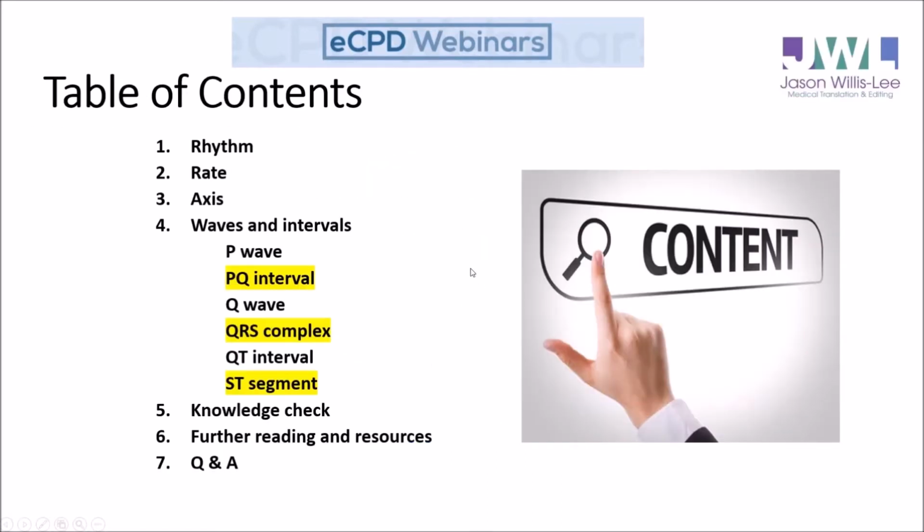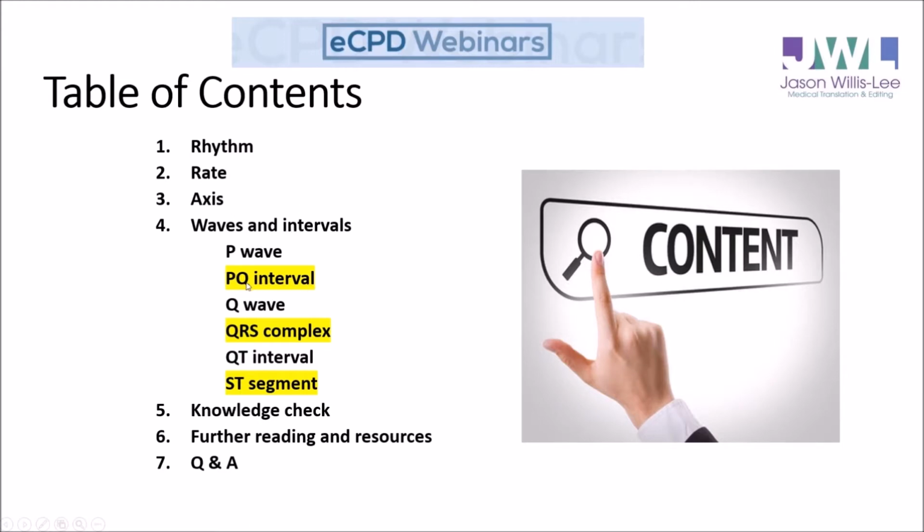So the ECG is obviously a graphical presentation of the heart's activity. The US spelling is EKG. There's a K instead of the C, so there's a UK-US difference there. And when we talk about the ECG, we talk about rhythm, we talk about rate, the axis of the heart is important in cases of hypertrophy of the ventricles, and then the waves and the intervals.